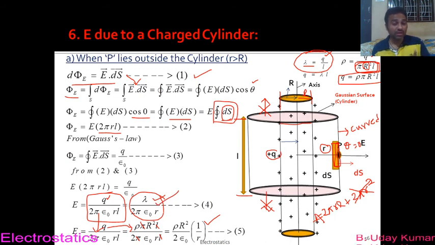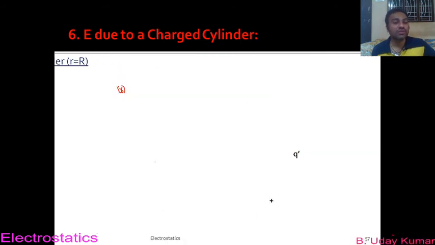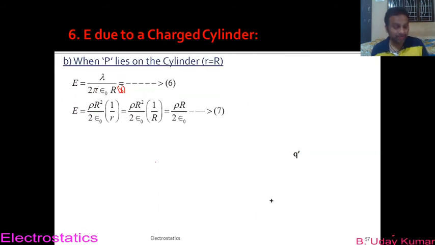When point P lies on the surface, you just substitute capital R in place of small r, because when point P lies on the surface, small r is going to be equal to capital R. So that is what we are doing here, and hence E becomes lambda by 2 pi epsilon 0 capital R.